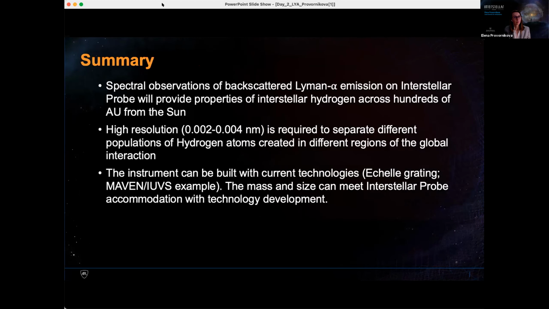Next. And here's my summary. Spectral observations of backscattered Lyman alpha emission on Interstellar Probe will provide properties of interstellar hydrogen across hundreds of AU from the sun out to the interstellar medium. We require high resolution to separate different populations of hydrogen atoms that are created in different regions of the global interaction. And the instrument for these measurements can be built with current technologies, and the mass and size can meet accommodations with technology development. Thank you.